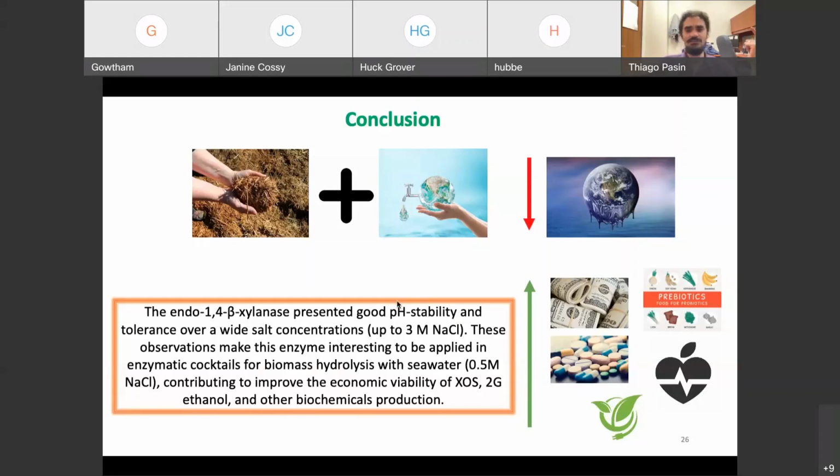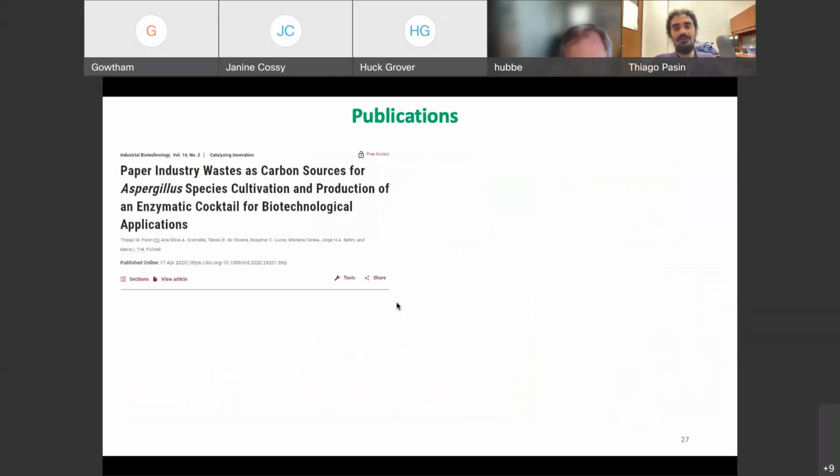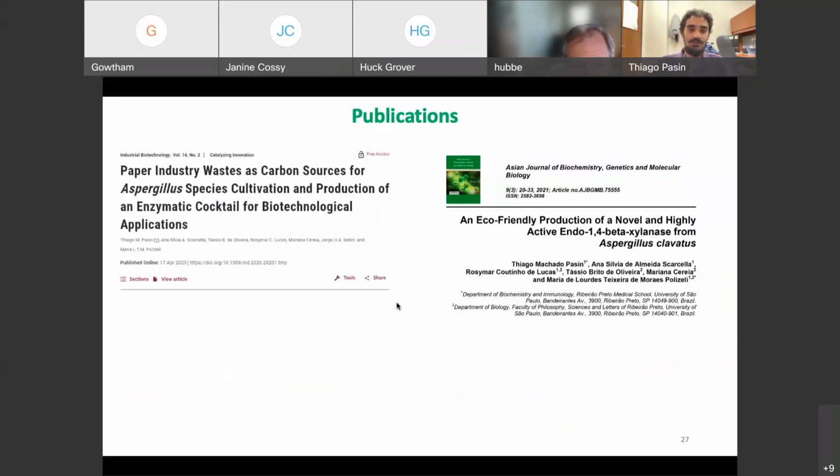So with that, the endoxylanase presents a good pH stability and tolerance over wide salt concentrations, and these observations make this enzyme interesting to be applied in enzymatic cocktails for biomass hydrolysis with seawater, because seawater has around 0.5 molar sodium chloride, which would be contributing to improve the economic viability of oligosaccharides, second generation ethanol, and other biochemicals production. Next, please.